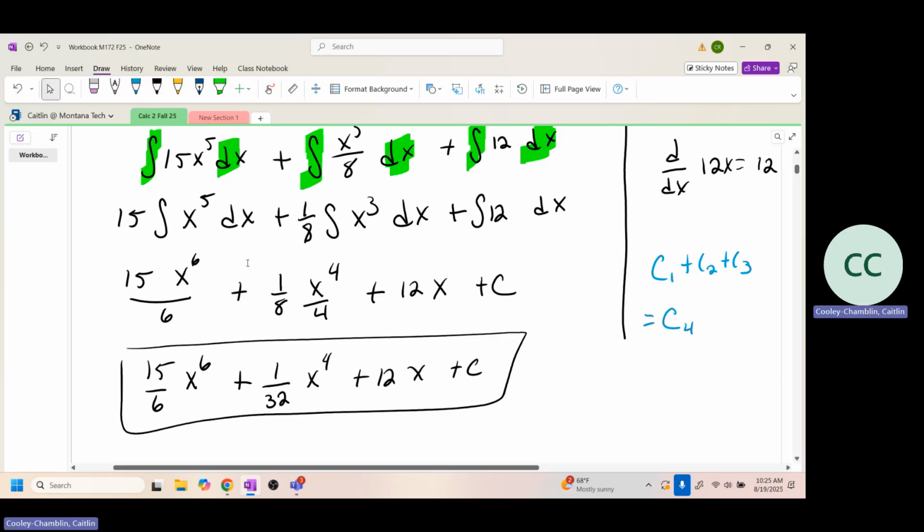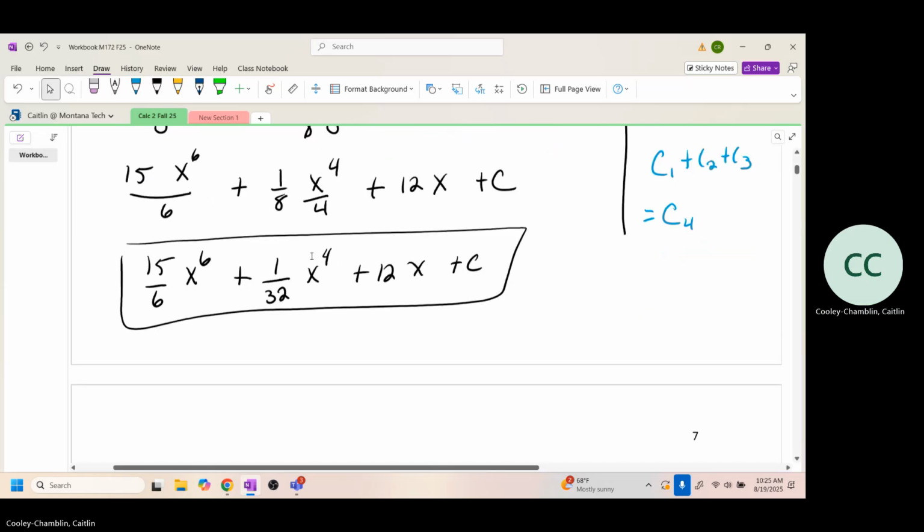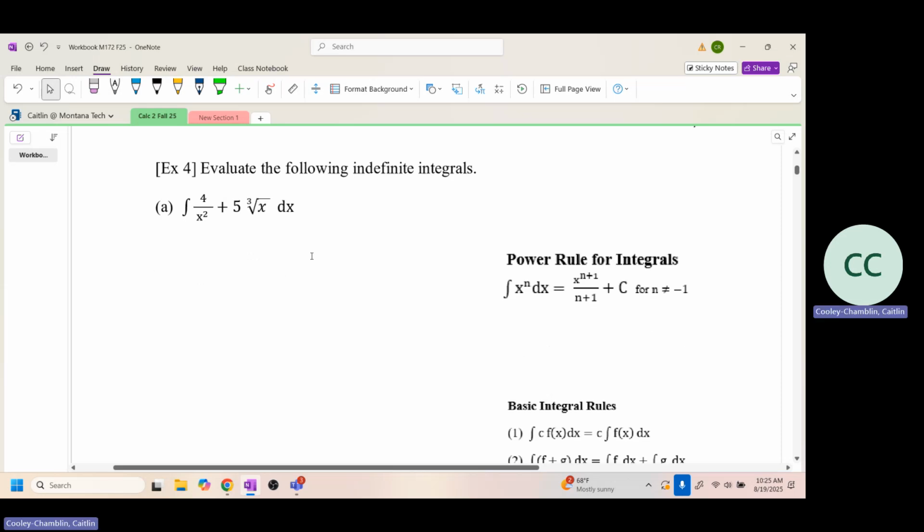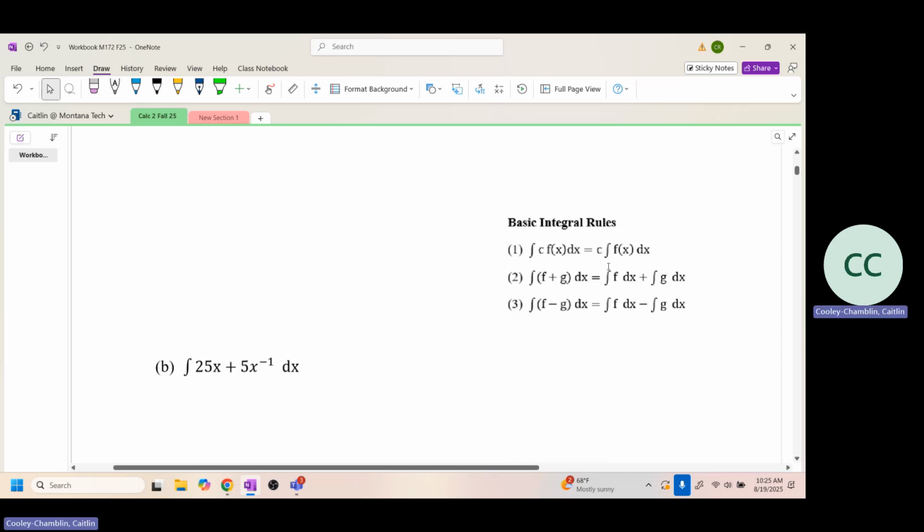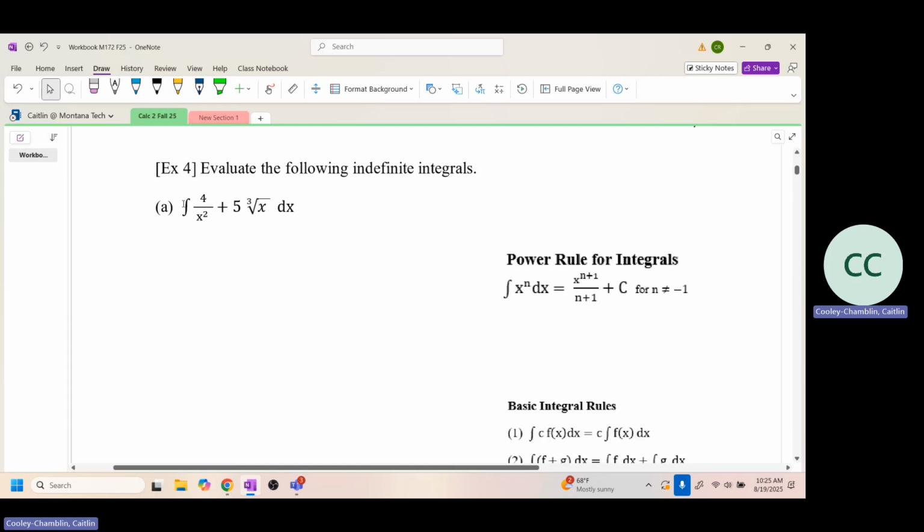All right. So go ahead, we have the rules over here, and pause this video and try example A. I will say that you probably need to switch this to a power instead of root notation. All right, go ahead and try this. All right, welcome back. Hopefully you were able to solve this. And if not, that is okay.